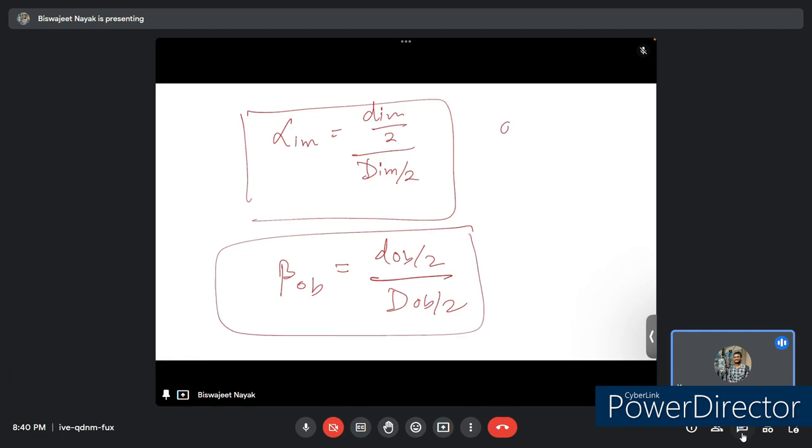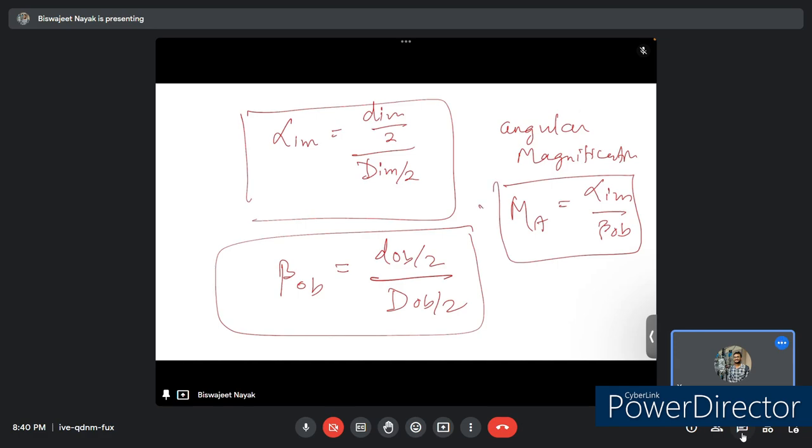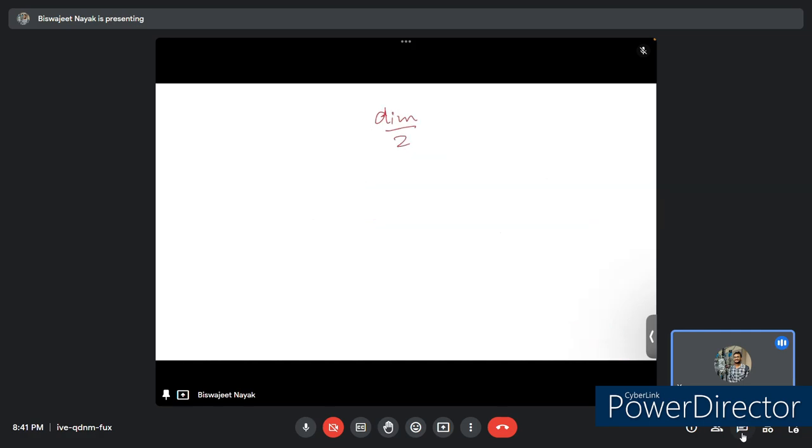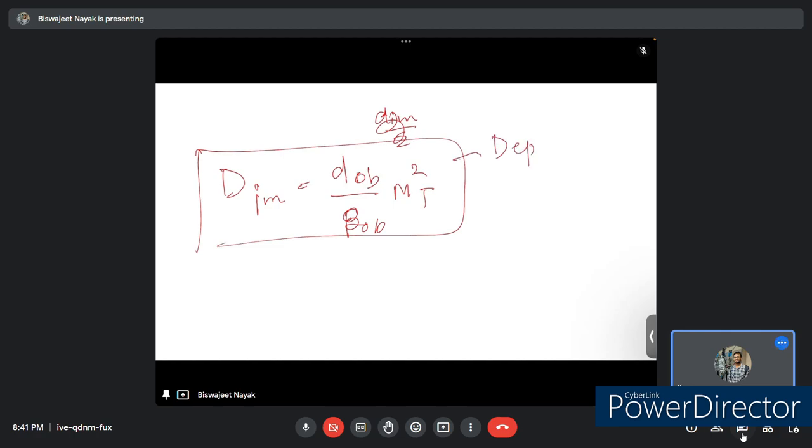So from here the angular magnification is defined: alpha image by beta object. And the transverse magnification is defined as d image by d object, which is nothing but the inverse of the angular magnification. So the depth of focus is given as d object by beta object times the transverse magnification squared. It's called depth of focus, and depth of field is given as d object by beta object.